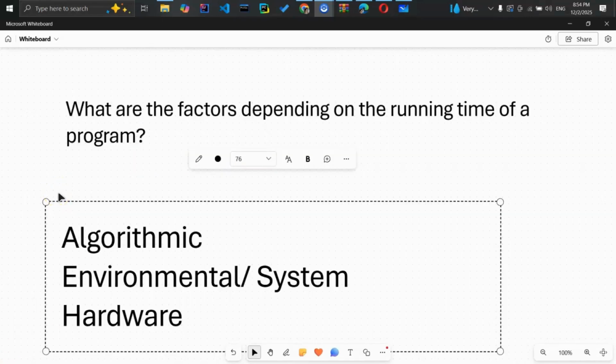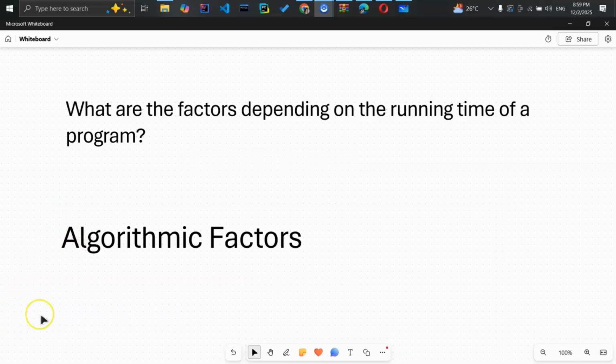What are the factors depending on the running time of a program? We have 3 factors: algorithmic, environmental or system, and hardware, right? Let's discuss one by one, right? First one is algorithmic, right? These are things related directly to the algorithm itself and the way you write it, right?